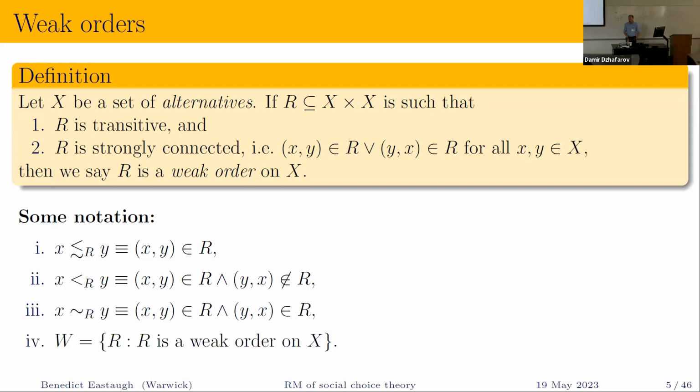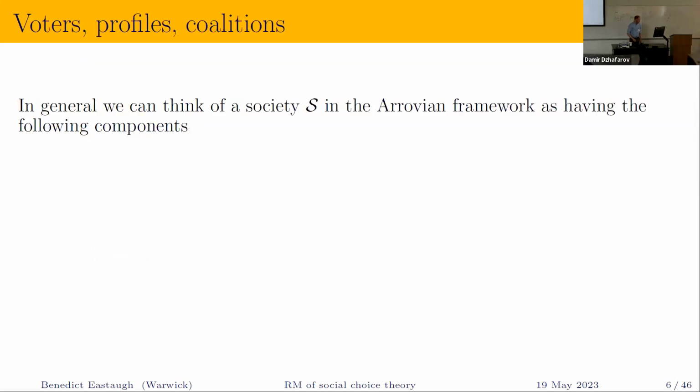And then we use W to refer to the set of all weak orders, and these are just counted by, I think, the ordered Fubini numbers. So if you've got 3 alternatives, there are 13, and then it goes up from there. So it's all exponentially determinable.